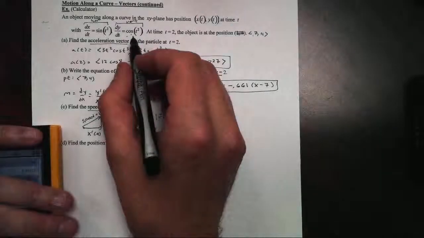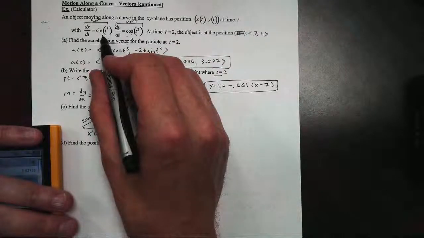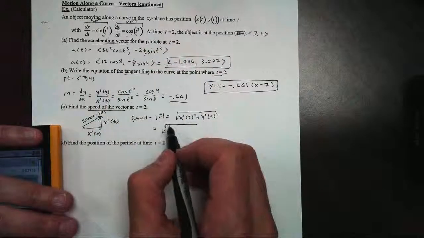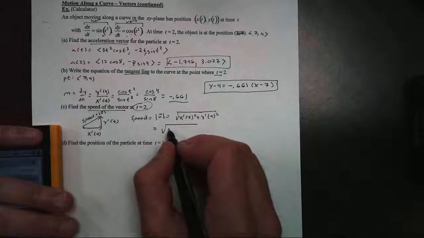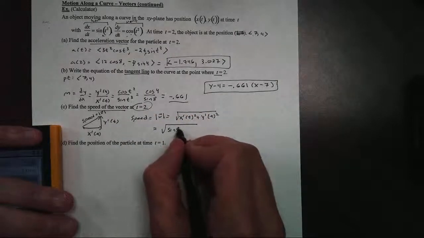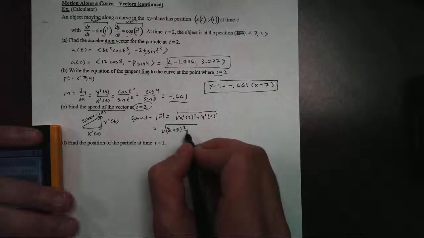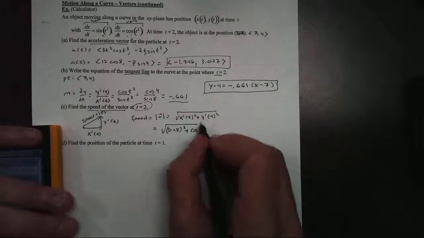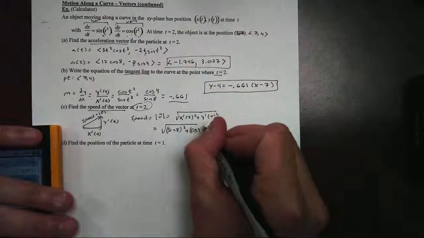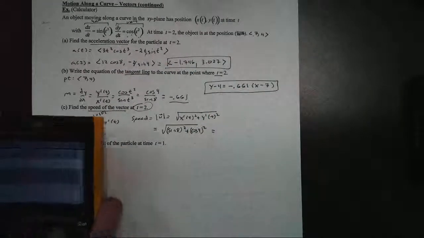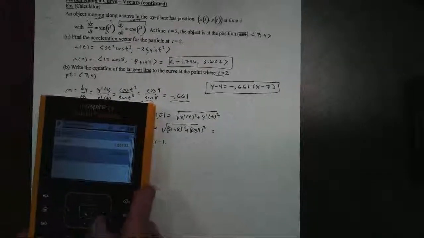Now I already have the derivative. dx/dt is sine of t squared. I want to square that, and I'm going to plug in my 2. So this becomes sine of 8 squared plus the cosine, y prime of t, I have it right here, of 4 squared. And I just typed that in my calculator right here.